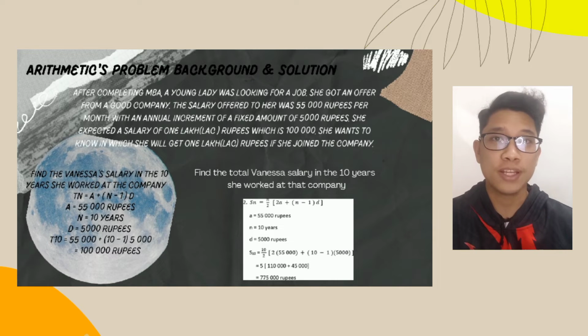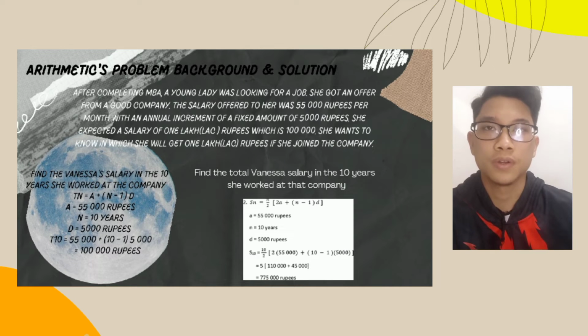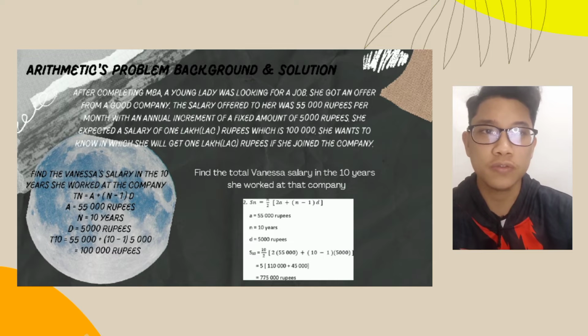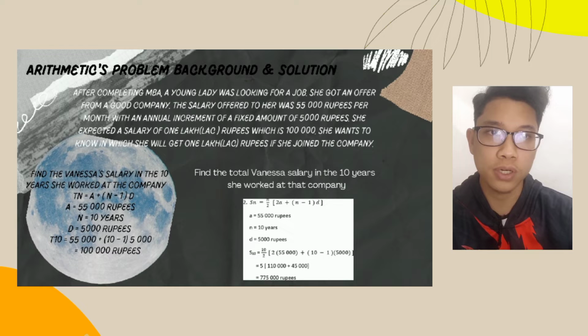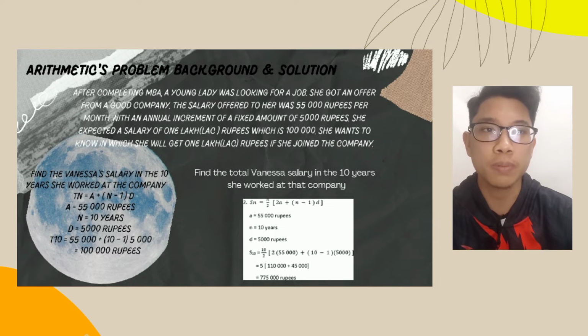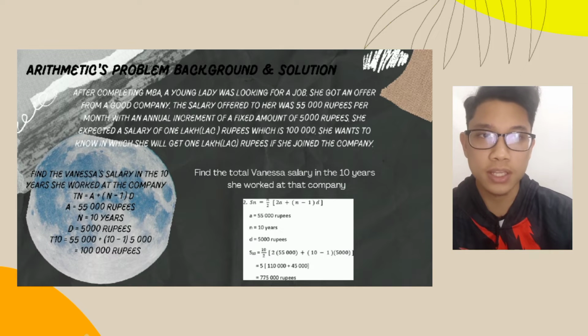So today I want to explain the first question, which is arithmetic progression. The question is, after completing MBA, a young lady was looking for a job. She got an offer from a good company. The salary offered to her was 55,000 rupees per month with an annual increment of a fixed amount of 5,000 rupees. She expected a salary of 1 lakh rupees, which is 100,000. She wants to know in which year she will get 1 lakh rupees if she joins the company.